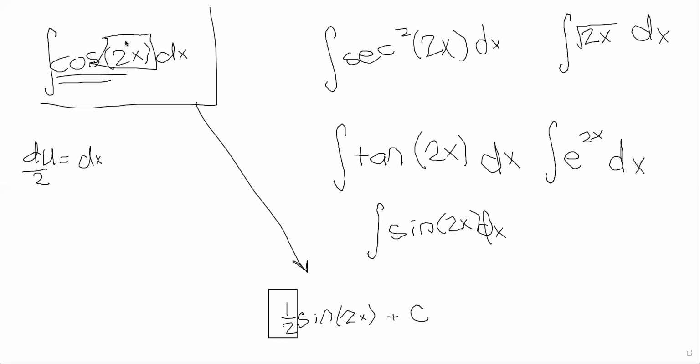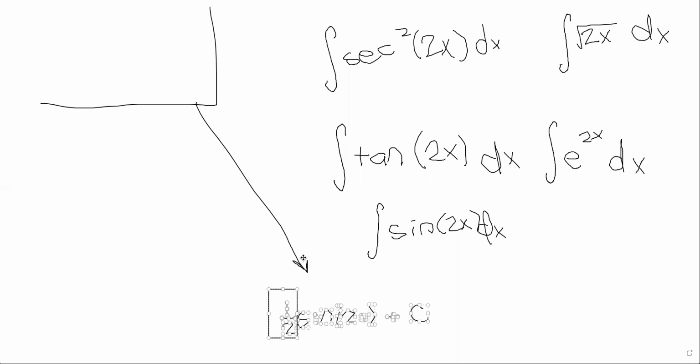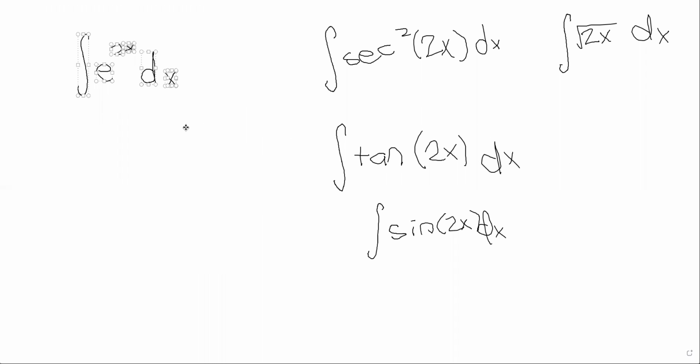So let's try that with a different function. Let's try that with e to the 2x. So what's the derivative of the inner function? Derivative of 2x is 2, but we don't have a 2 anywhere. It would be nice if we did, but we don't. So we're going to have to do what we did last time. We're going to have to divide by 2. So if we divide everything by 2, we're going to get 1/2 times the antiderivative.